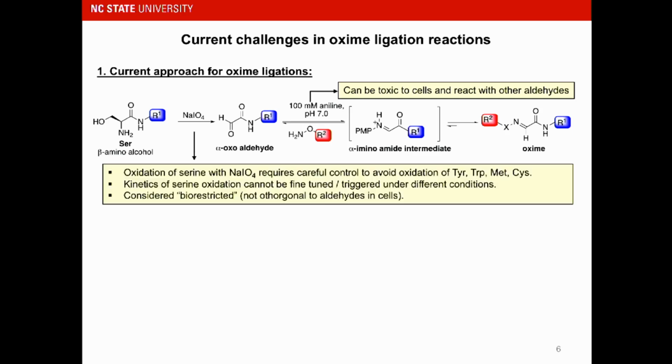But as a synthetic chemist, another really important challenge that we wanted to address was the first step, where you expose a serine residue to sodium periodate to get to your alpha oxoaldehyde substrate. This step can be problematic if you have sensitive residues, such as tryptophan, methionine, cysteine, etc. You have to control precisely the number of equivalents, the reaction time, etc., to avoid oxidation of these side chains. And the other thing that you'll notice, which will become important for us, is there's really no way to control or trigger this oxidation under variable conditions.